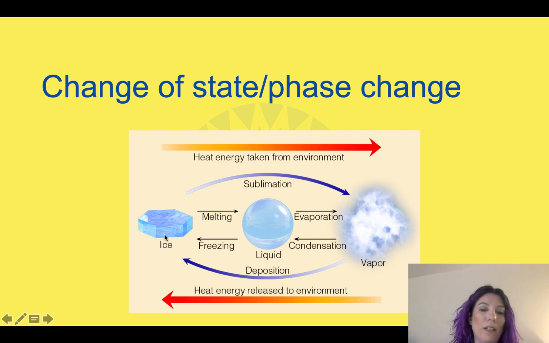You can go directly from ice to vapor. It does not happen very often. But when it does, that process is called sublimation. And that's also going to be heat energy taken, or a cooling effect. And when we go directly from vapor to ice, it's going to be called deposition. And that's where heat is released in the environment, or a warming effect. So just remember that there's definitely energy associated with these phase changes.